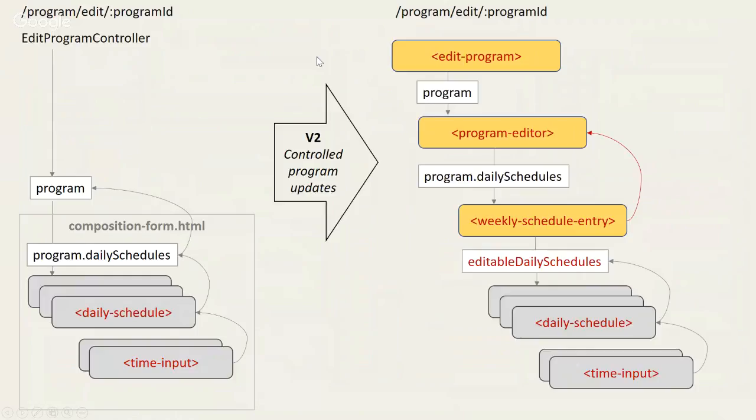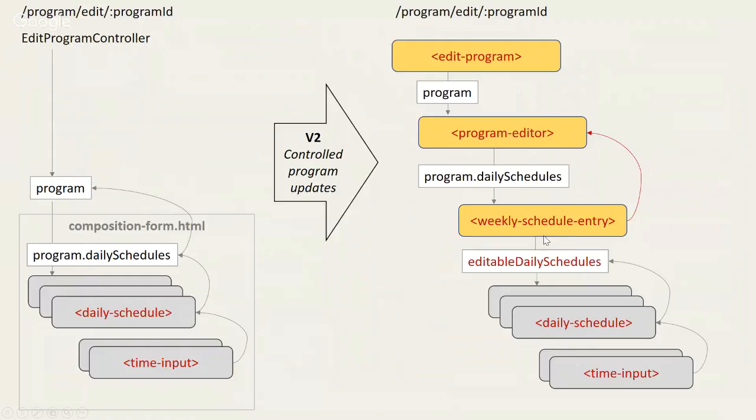So in this new directive component version, we introduced a couple of components through which data can pass through interfaces in a little bit more controlled manner. So we start out at the top with an edit program controller, and that's going to deliver the program to our editor. The editor then delivers the daily schedules of the program into a weekly schedule entry component. So this component has a responsibility now of strictly managing just the weekly schedules part.